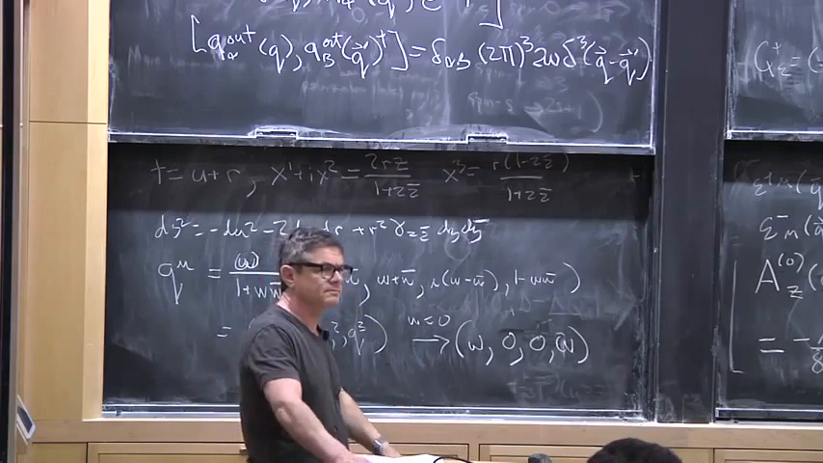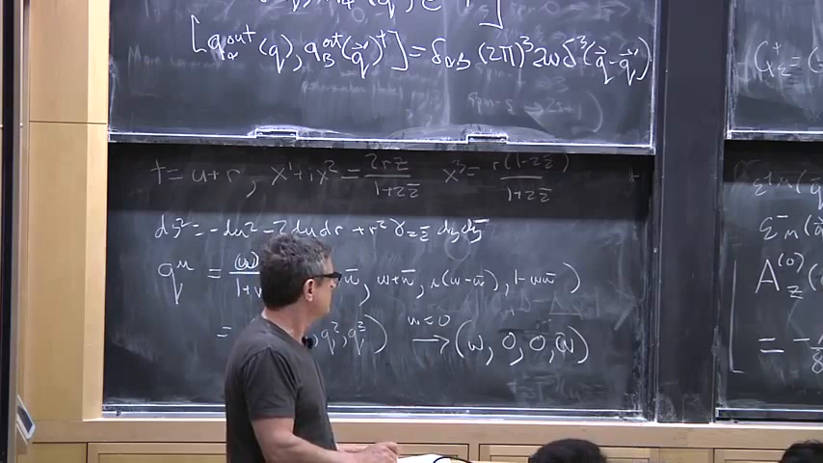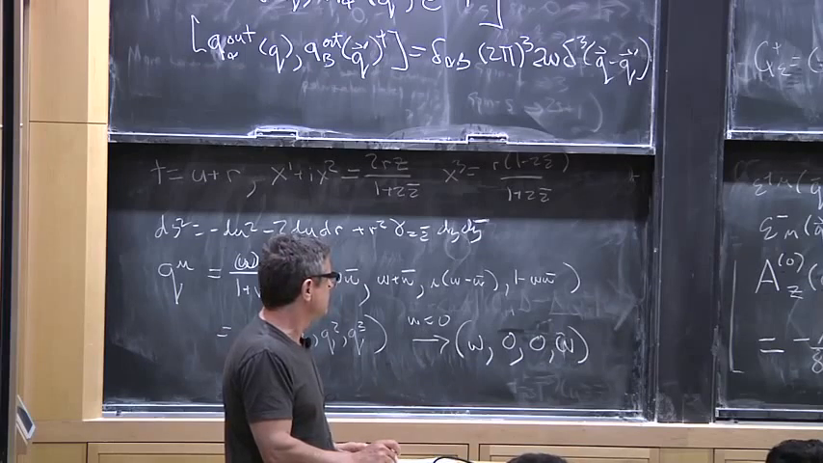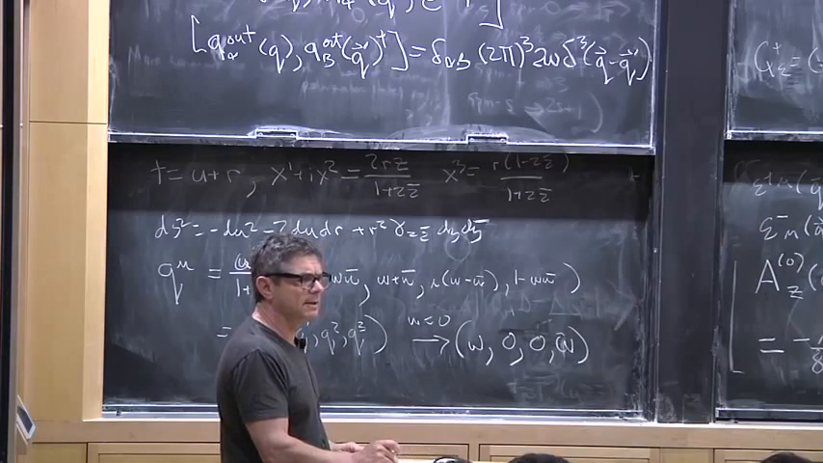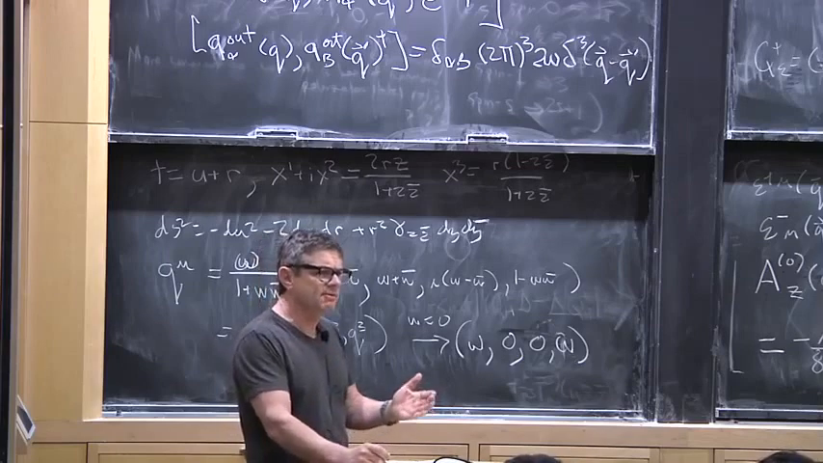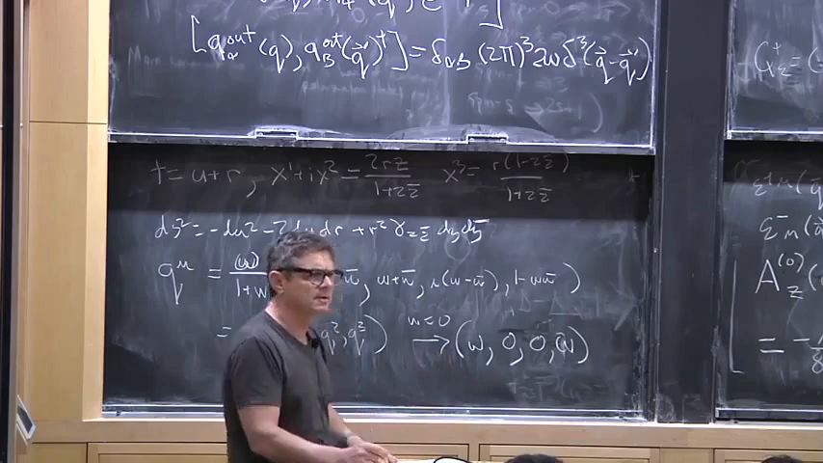Yeah, Tarek. Does this mean that A is not an Hermitian operator? No, A is Hermitian. A minus out dagger is A plus out. Right. The Hermitian conjugate of an operator that creates a positive chirality field is, yeah, not.